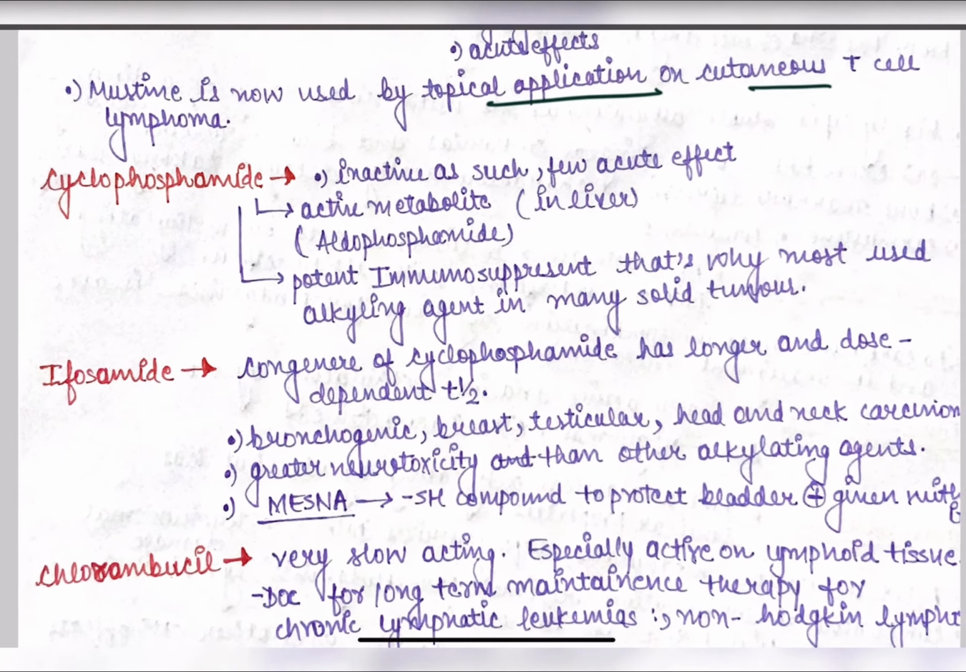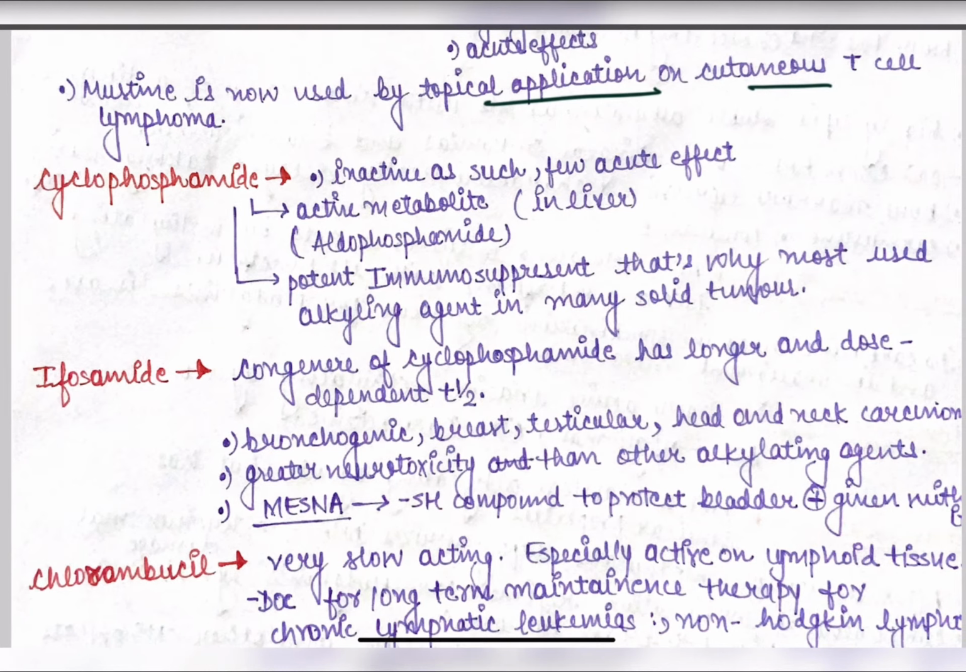The most important drug in this group is cyclophosphamide. It is inactive as such, okay? It is a kind of prodrug, and it produces few acute effects. In the liver, it is converted into an active metabolite, that is aldophosphamide, okay? And it has a wide range of antitumor properties, and it is one of the most potent immunosuppressants. That's why it is the most used alkylating agent in solid tumors, okay? And it is less damaging to platelets as well.